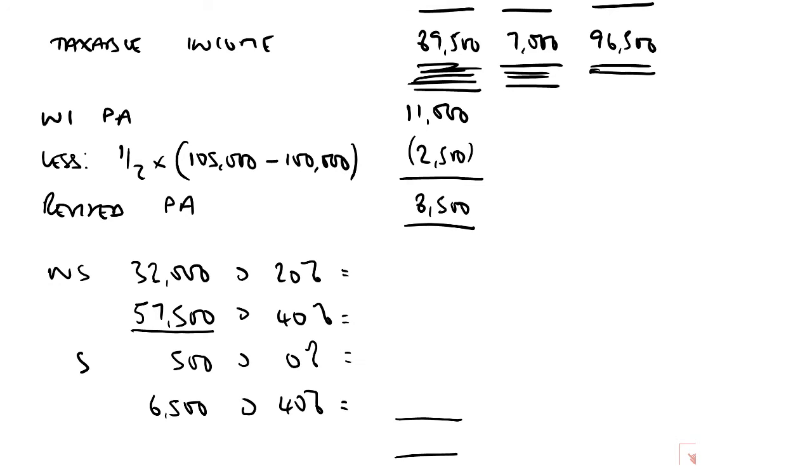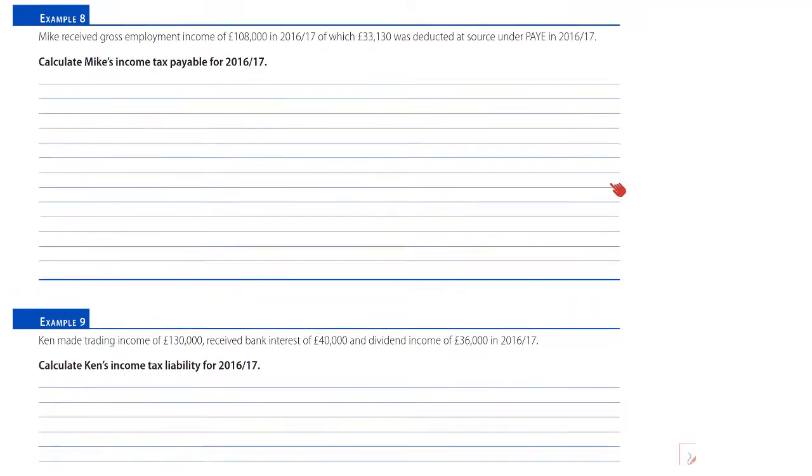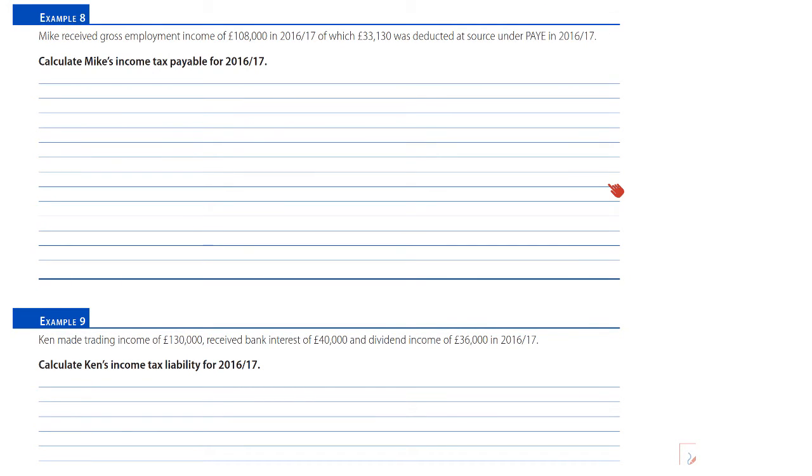Okay. Now, having dealt with that example, what I would like you to do now, please, if you return to your notes, is that you will see there, example 8, for you to have a little go at, and also example 9. Now, in example 9, you will see that in addition to having non-savings income, that's your trading income, we've also got savings income, bank interest of £40,000, and we've got dividend income. Dividend income totaling there some £36,000.